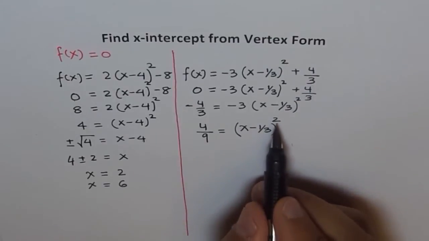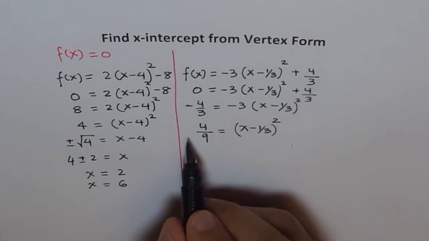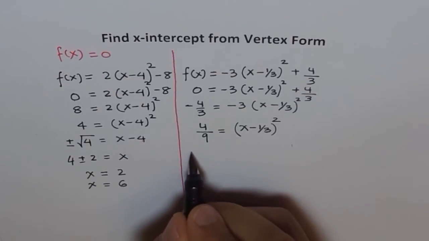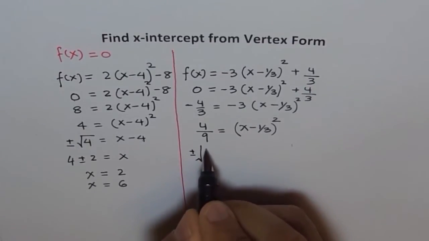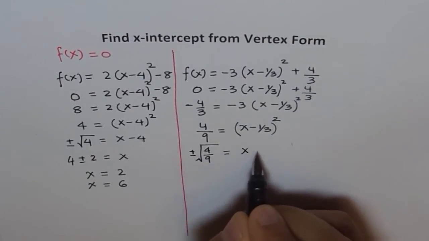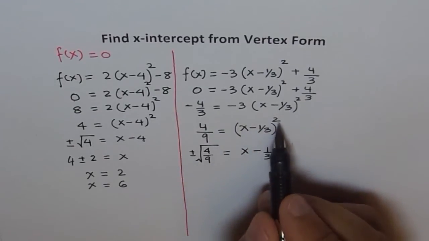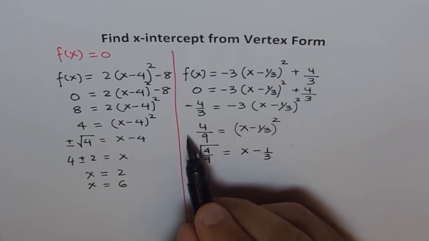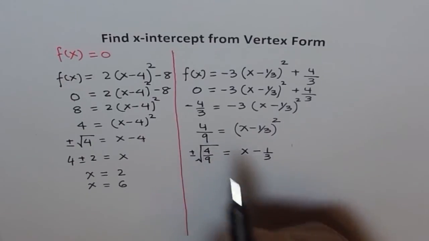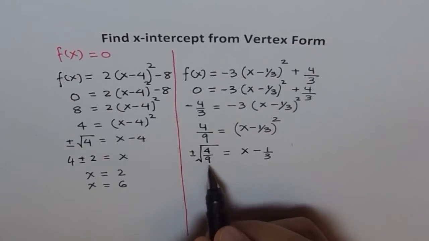Next step, square root both sides, right? When you square root, don't forget to write plus and minus, correct? So we'll do plus and minus square root of 4 over 9 equals x minus 1 over 3. When you do the square root, the square on the right vanishes, and we get a square root on the left with a plus and minus sign. Now, this square root of 4 over 9, lucky for us, is made of perfect squares. We get 2 over 3 here, correct?